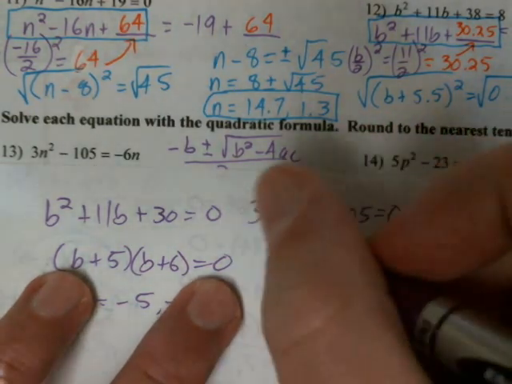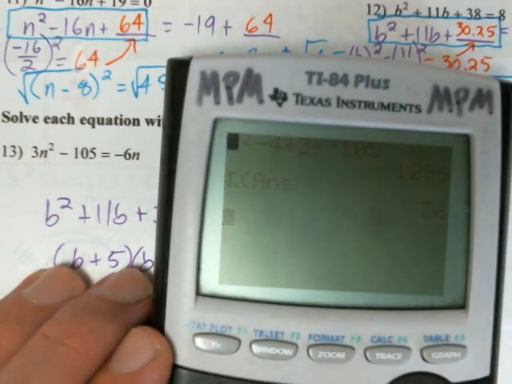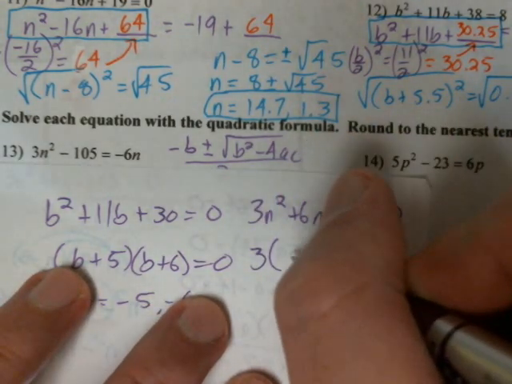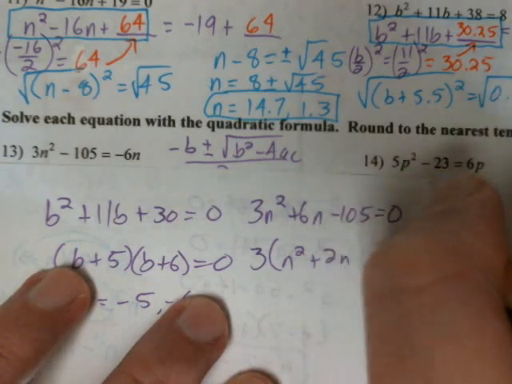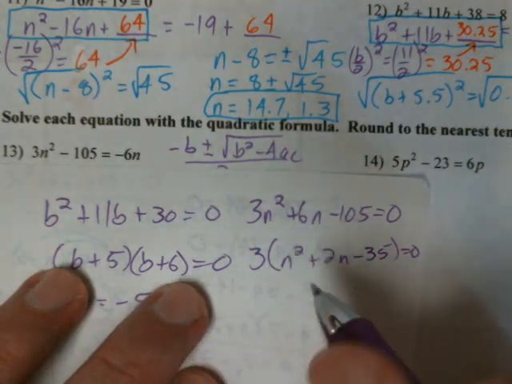Oh, man. Can I pull out a GCF? I didn't think that was divisible by 3. Well, check it. Is 105 divisible by 3? Oh, it is. It's 35. So if I pull out a 3, that's going to leave me with n squared plus 2n minus 35 equals 0. The 3 just disappears.